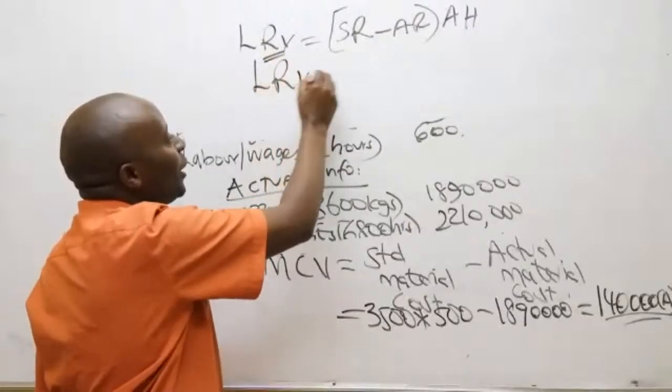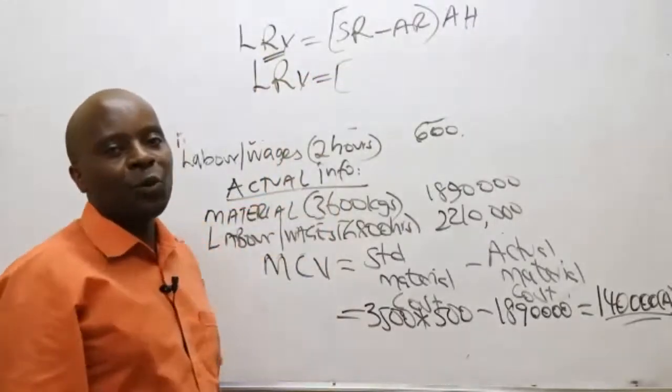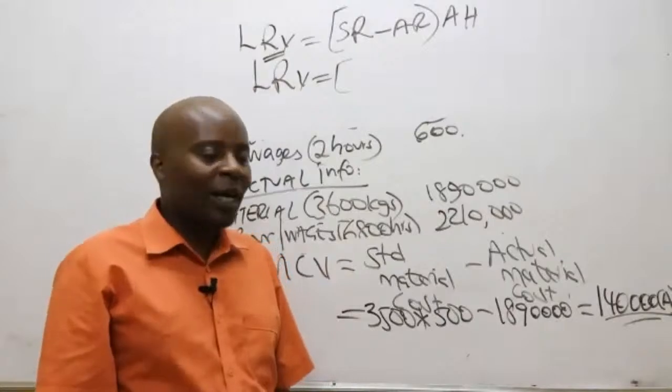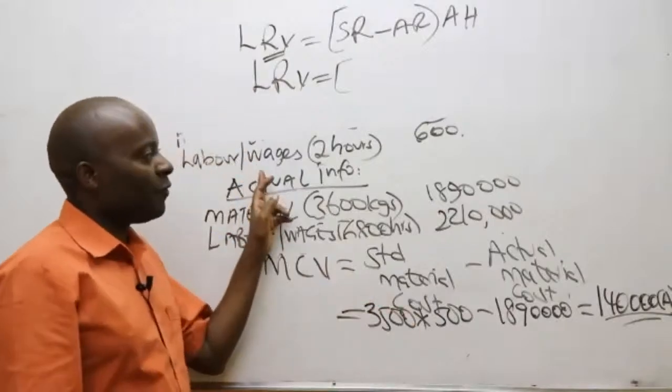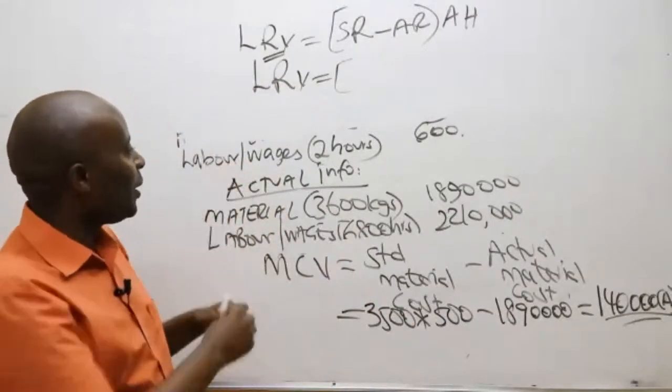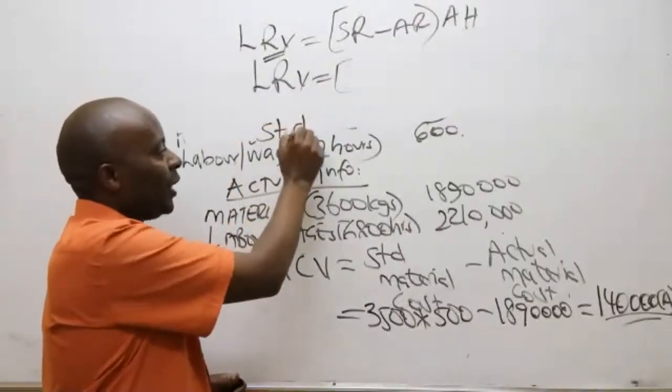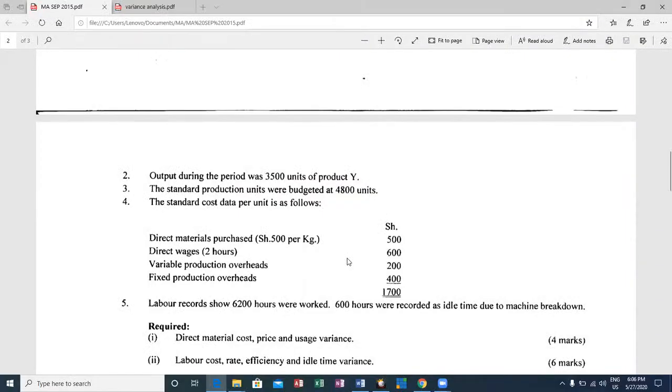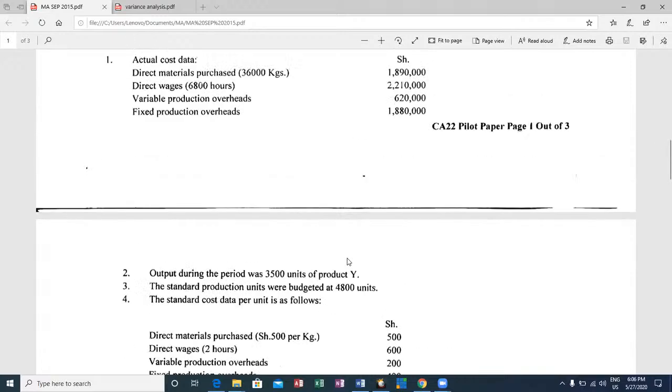So ladies and gentlemen, I would want us to pick this up very first. I want us to get the labor rate variance. Is there somebody who is able to see the standard rate per hour? Look at the information given. They have given us, this is the standard up here, by the way, which I deleted, labor or wages 2 hours for 600. So out of this information, can somebody tell me what is the standard rate per hour?